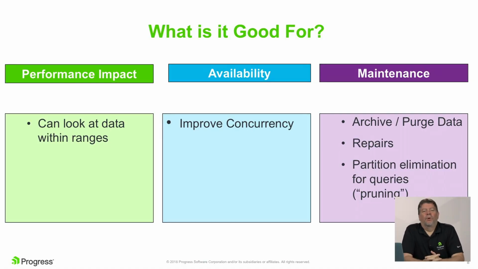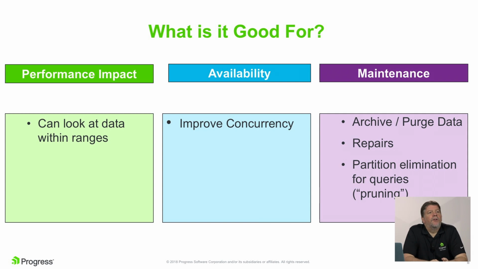So what is it good for? Where can we use table partitioning? Its main advantages are for performance. When we get data, we have to look at data within certain ranges. That's where it really comes into play. It can add a lot of value for concurrency of those searches within that area. It also gives higher availability of our application, because now that we have data sliced into different partitions, if I have to do maintenance on those, it's a little bit easier.